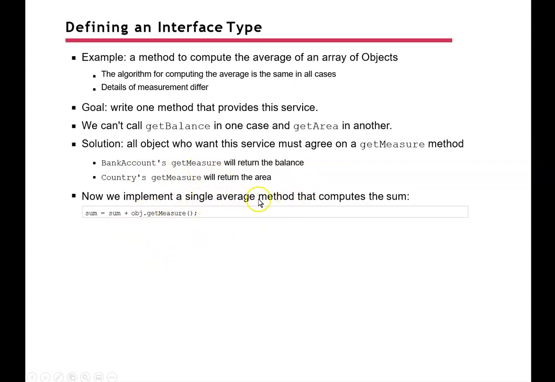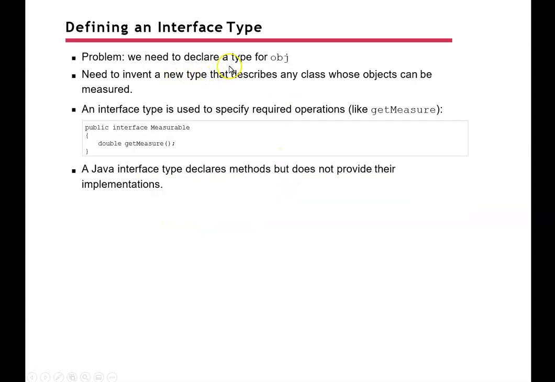So now we implement a single average method that computes the sum of object.getMeasure, for example. So how do we actually build that, though? We need to declare a type for object. And it's got to be a new type that describes any class whose objects can be measured. An interface type is used to specify the required operations, but not the actual implementation of the class. It's an interface, not an implementation.